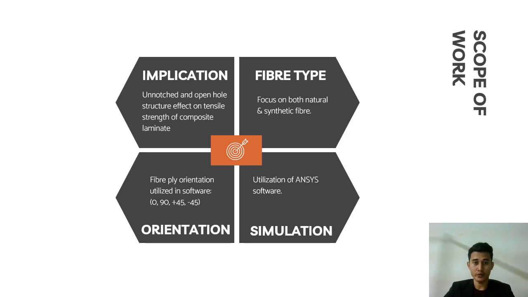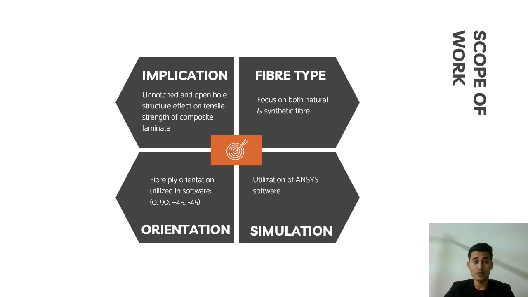There are 4 scopes of work regarding this final year project, which includes first the implication of open notch and open hole structure effect on tensile strength of composite laminates. The second one is the fiber type, which will be focused on, as mentioned earlier, both natural and synthetic fiber. The third one is the utilization of ANSYS software to do the modeling and simulation of open hole tension behavior of natural and synthetic fiber. The last one is the orientation, which we focus on the fiber ply orientation.